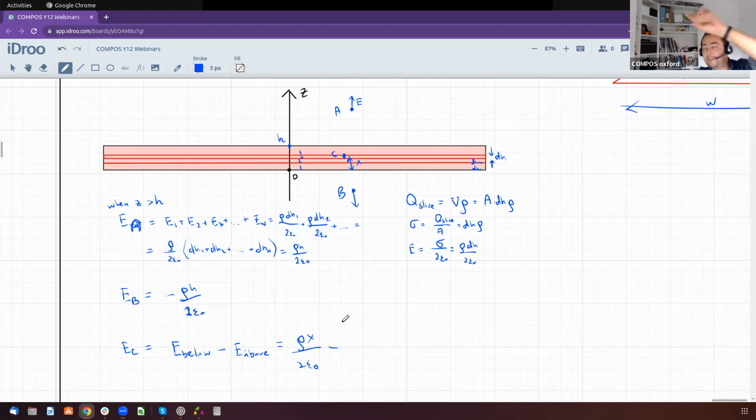minus the piece of slab above you. What's the thickness of the slab above you? Let's test your attention. If you're at point C, H minus X, very good. So it's going to be rho (H minus x) over 2 epsilon naught. So it's going to be rho over 2 epsilon naught times (2x minus H). And that's when you are inside.